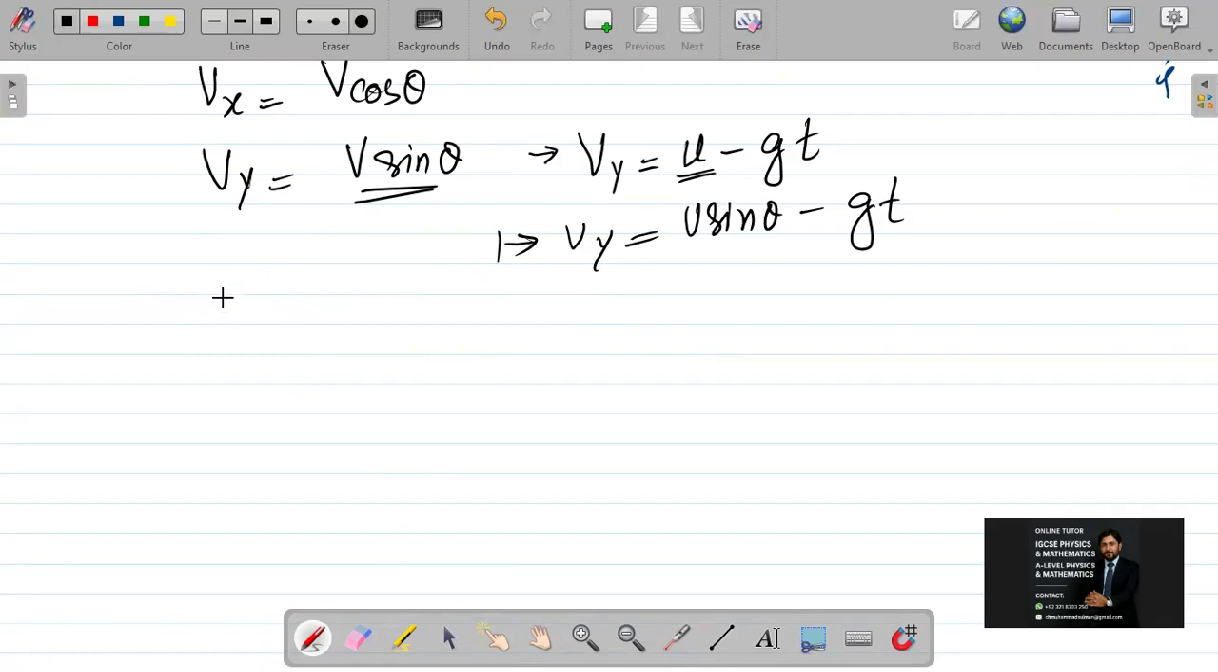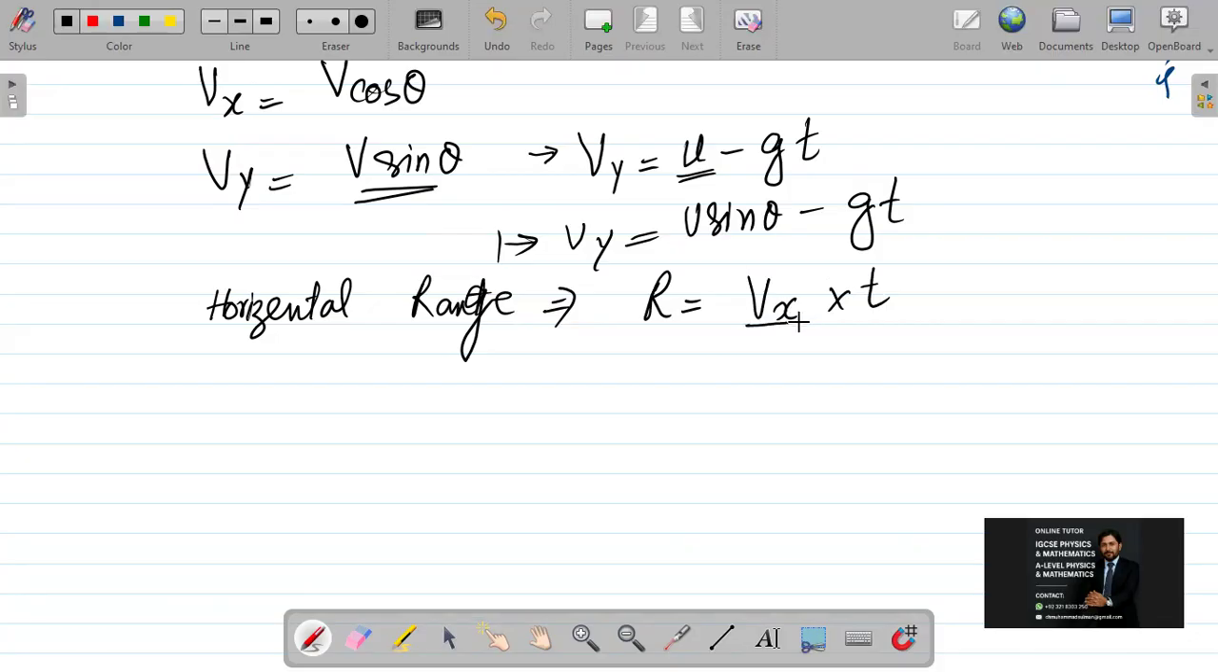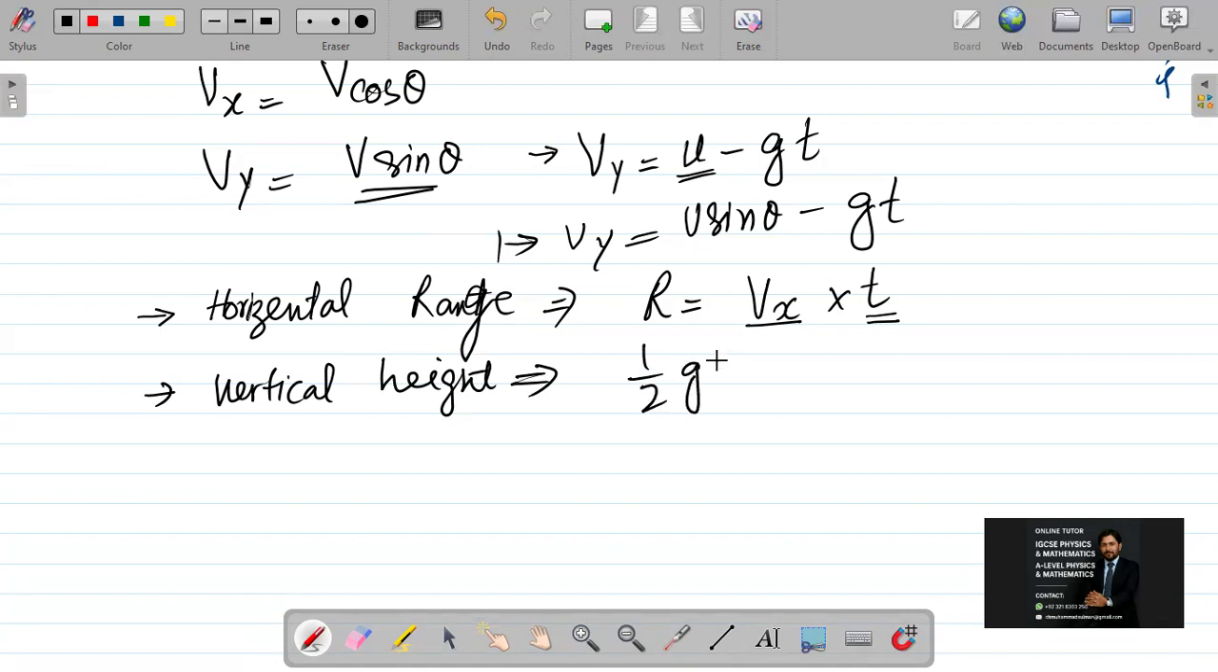For all of the calculations involved in projectile motion, you will have to go for the horizontal range. You will have to use the formula: range R, the horizontal distance, is equal to Vx multiplied by t, the horizontal component of velocity multiplied by time. No more confusion about it. It is just like distance is equal to speed multiplied by time. Take the horizontal component of velocity, take the time, multiply, and get the horizontal range. And for vertical height, just use half gt square.